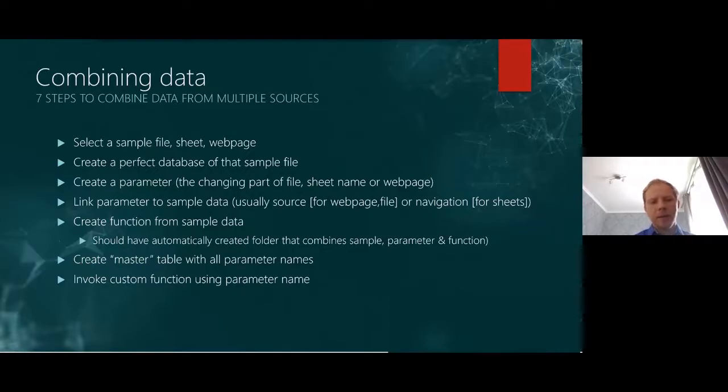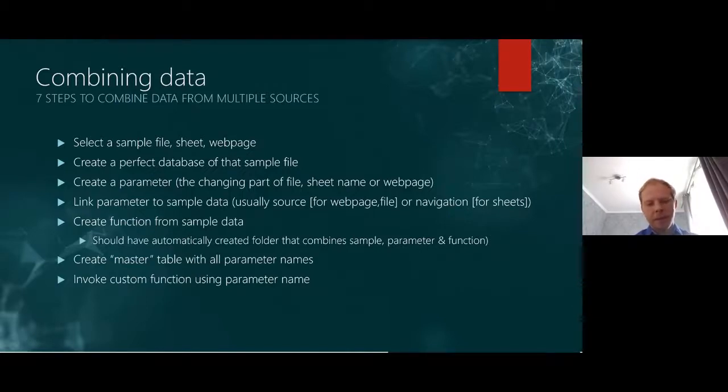So one of the things you need to do is create a parameter. You can create a new parameter, and this is the changing part of the file. It can be a sheet name or a web page or web page number. So usually it can be web page number or maybe a product name. So you just create a parameter which tells you that this is the web page name.